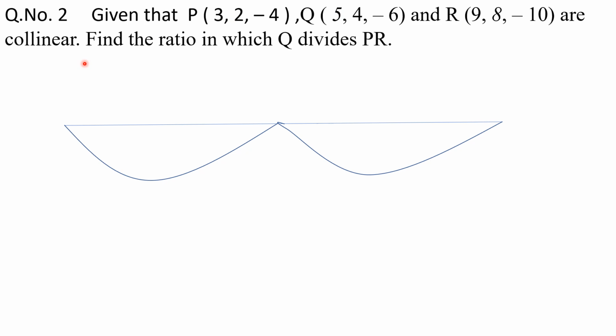Do you know that? What is meant by collinear points? Yes, the 3 points lie on the same line. Then the points are said to be collinear points. Now come to the question. Find the ratio in which Q divides PR. We have to find the ratio in which Q divides the line segment PR. Understood this point, my dear children? Right. Now come to the solution.